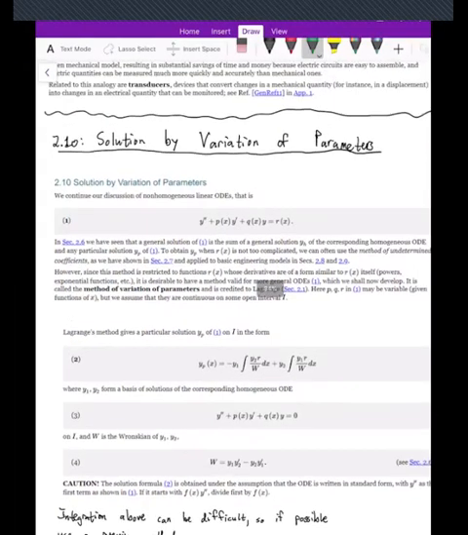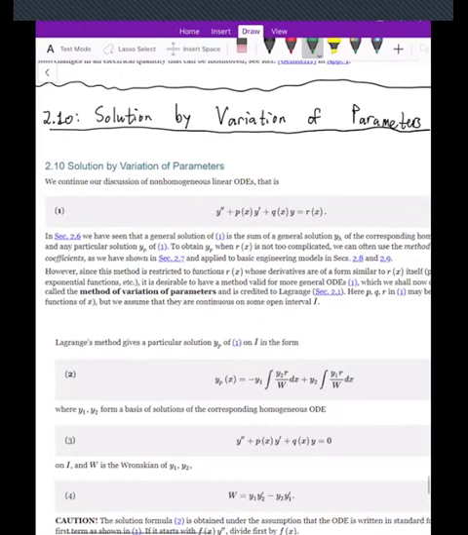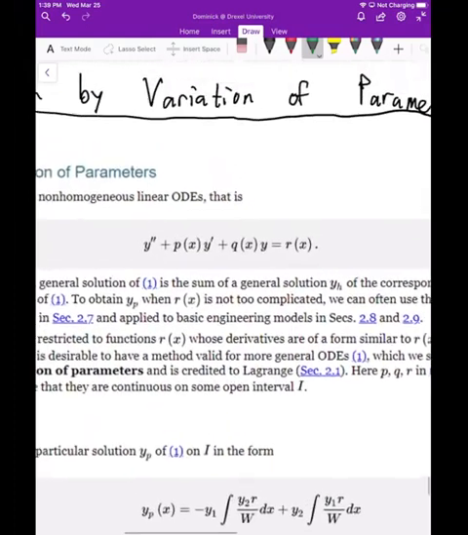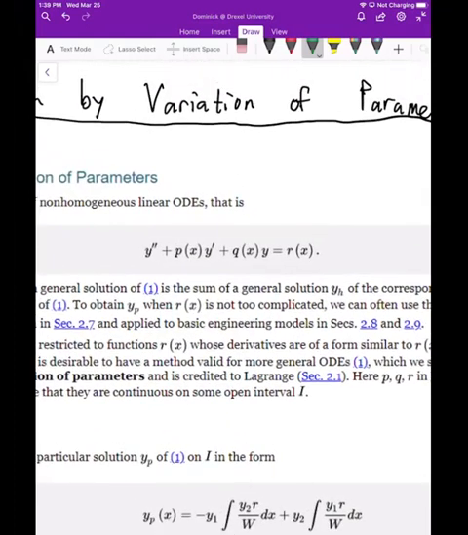Okay, guys, welcome. So today we're going to talk about the solution to a second order non-homogeneous linear ODE by using what's called the variation of parameters method. So far we've talked about how we can solve one of these non-homogeneous second order linear ODEs as long as this R of X is a specific kind of function, right?